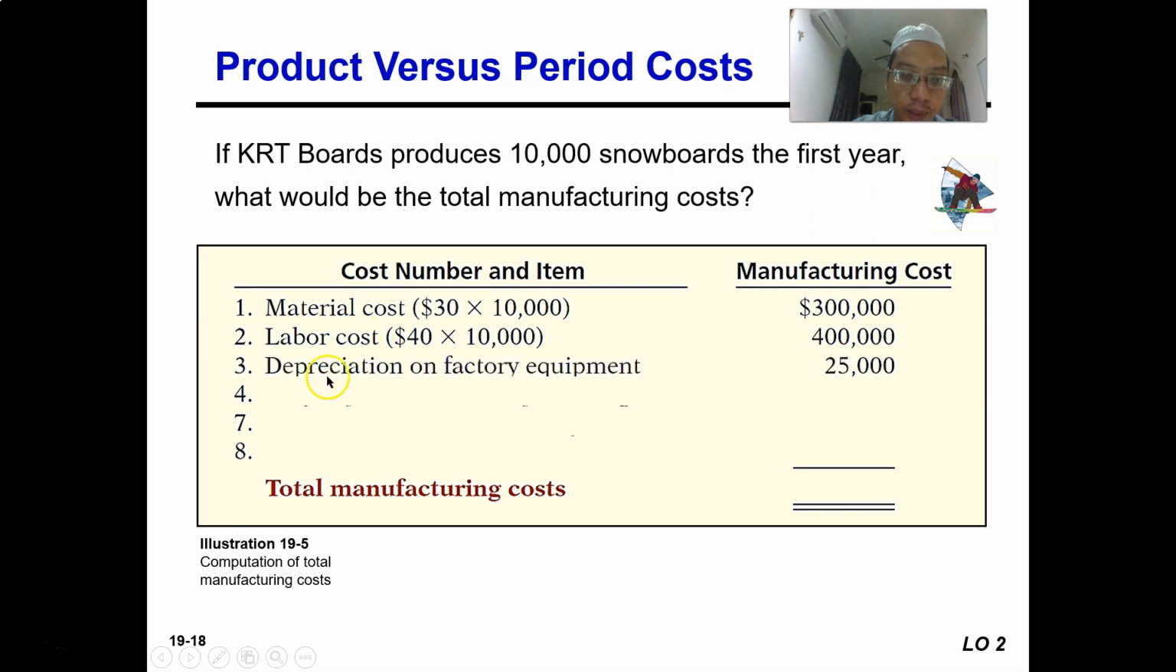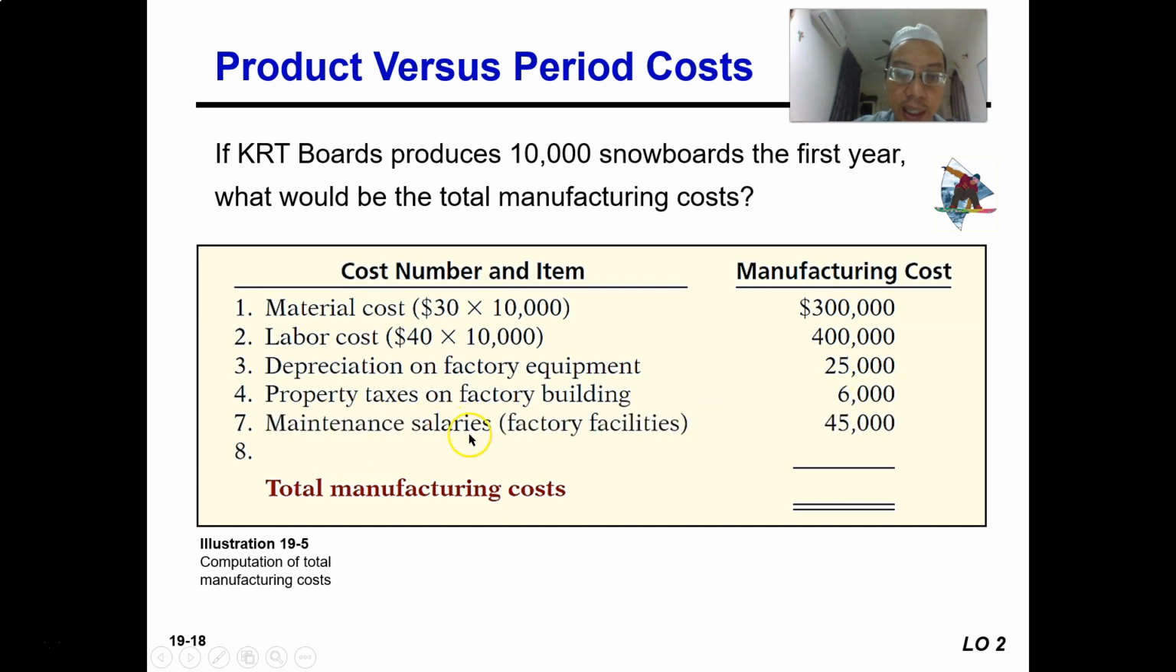And then depreciation of factory equipment, that is part of the manufacturing overhead. So it is 25,000 we add to the manufacturing cost. We have the property taxes, 6,000. We have maintenance salaries, and we have the salary of the plant manager. So when we total up the direct material cost, the direct labor cost, and all of these manufacturing overhead items, we will get the total manufacturing cost of $846,000.